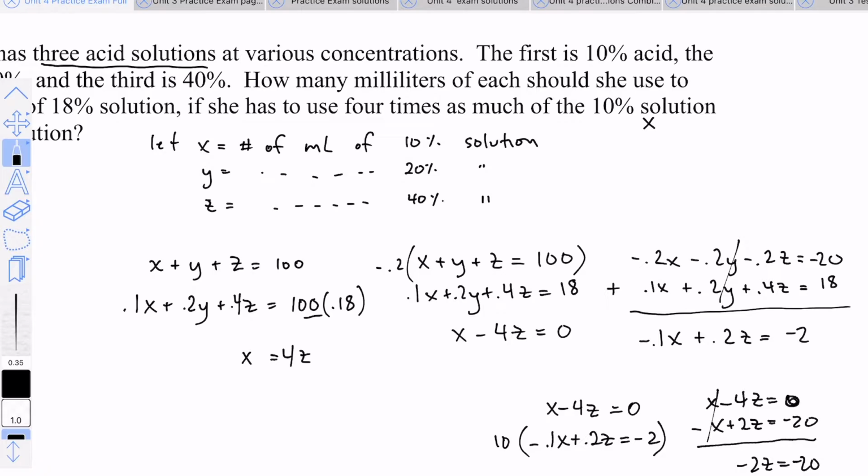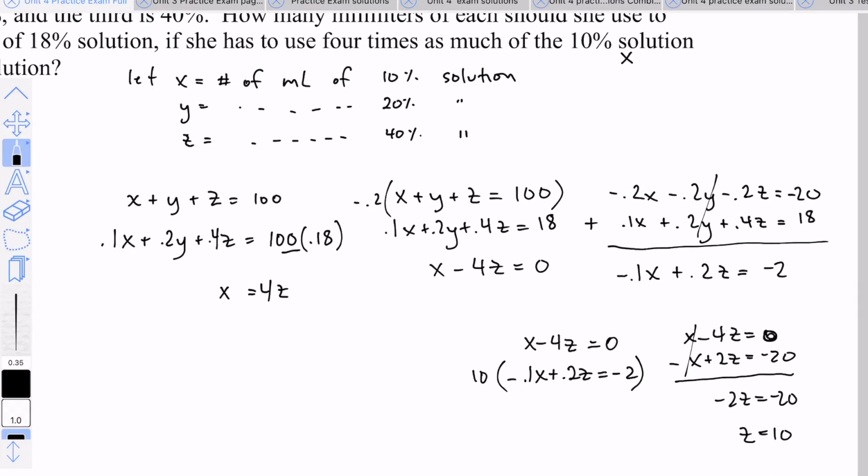So we know now that we need 10 milliliters of the 40% solution. And according to this, we need 4 times as much of the 10% solution for whatever we get for z. So if we get 10 milliliters for 40%, that means for the 10%, we got to multiply that by 4. So x is equal to 40.